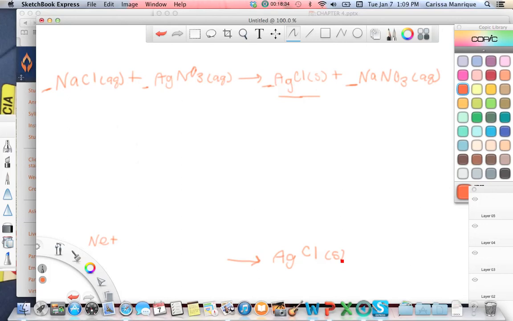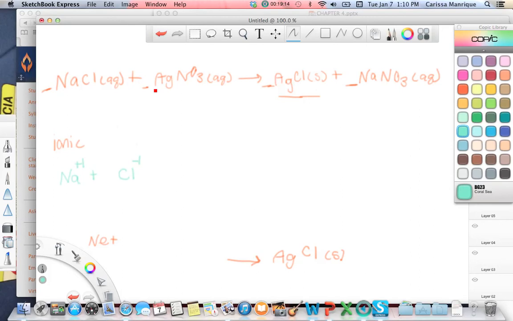So now let's do our full ionic equation. And let me change the color to seafoam green. Now let's break up everything that's aqueous. So I have first sodium chloride. I have Na, and I only have 1 sodium plus chloride, and I only have 1 chloride. What are the charges? Na is a +1 because it's in group 1, and chlorine is a -1 because it's in group 7. So you see I only have 1 of each of those.